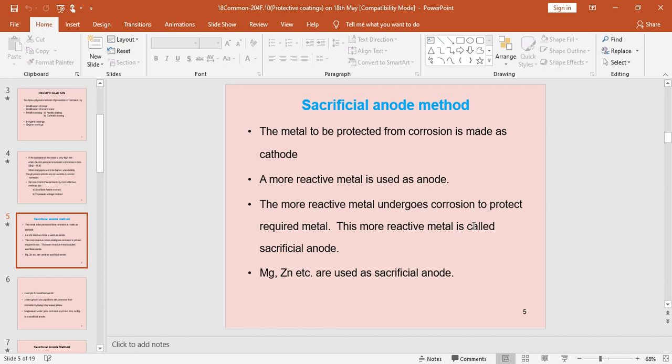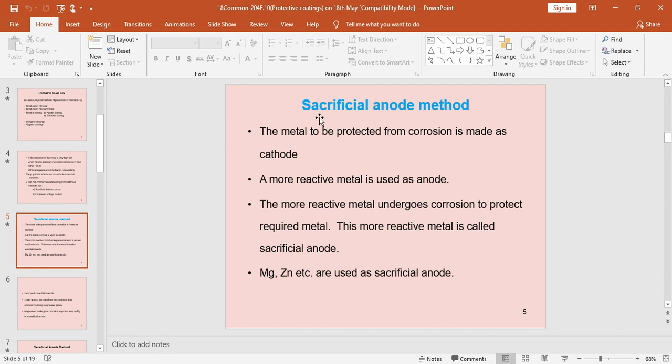First one, sacrificial anode method. Before we discuss this method, first of all we should know what a base metal is. Base metal means the metal which is ready to go into corrosion. Simply we can say it is the metal which requires coating, that is called the base metal. So in the sacrificial anode method, the base metal is coated by another metal.